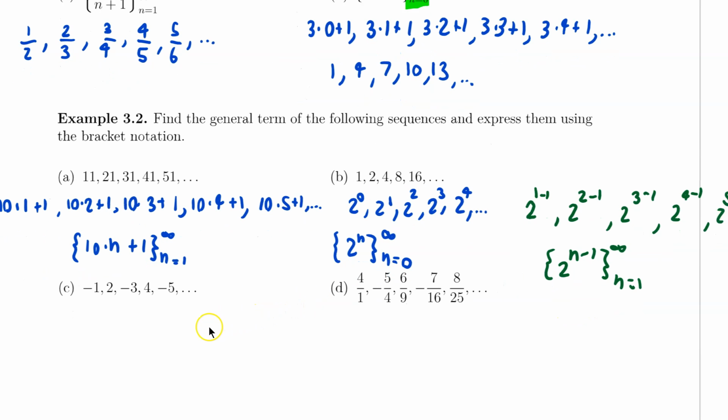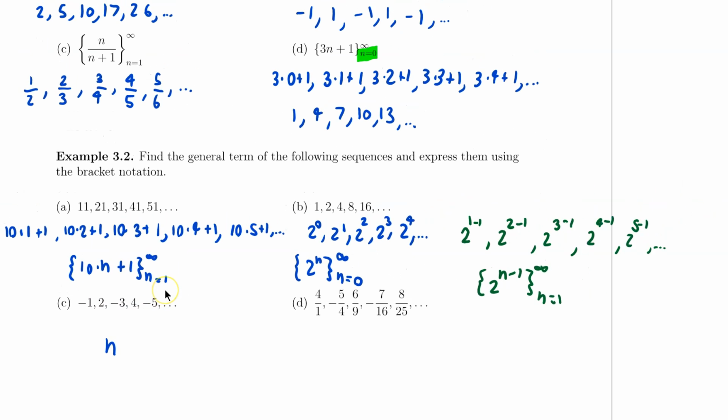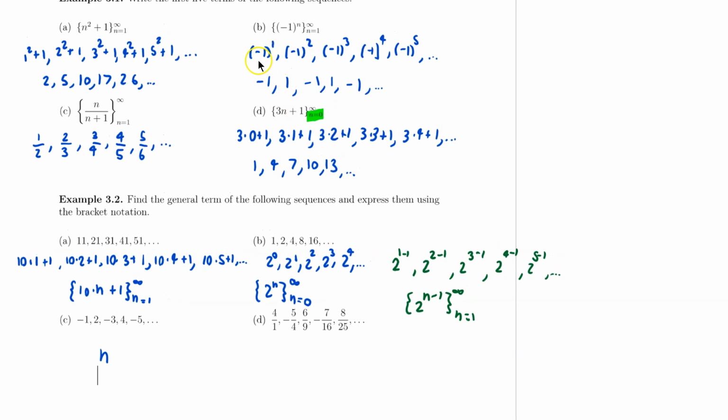So let's take a look at the next example here. I have negative 1, 2, negative 3, 4, negative 5, and so on. So it seems like the number in the sequence is just 1, 2, 3, 4, 5. So it's going to be just the number n. But it can't be just the number n because I have the negative sign here that keeps alternately showing up. So I can use what we saw earlier. I can put negative 1 to the n up front.